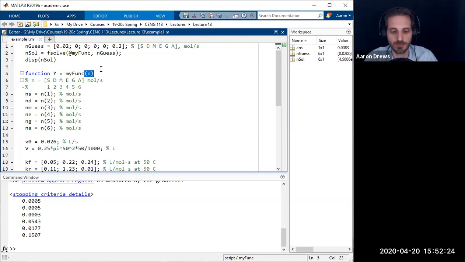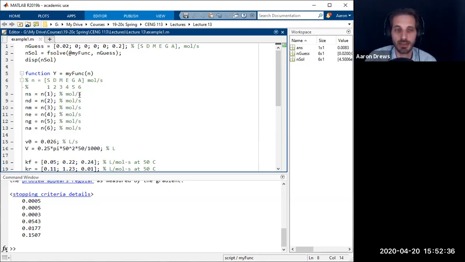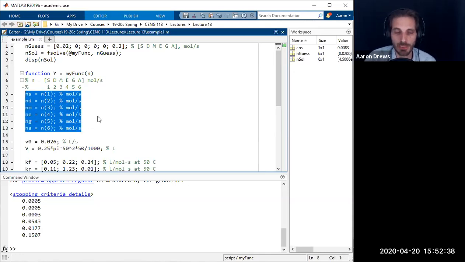In fact, we have to. Excuse me just a second. Dry throat. We can calculate things based on those inlets. And so that's why we can write them the way that we have here on lines 8 through 13, because they're already there as an inlet.